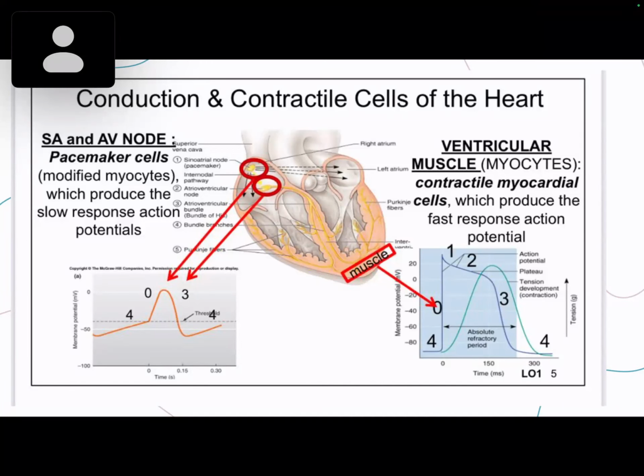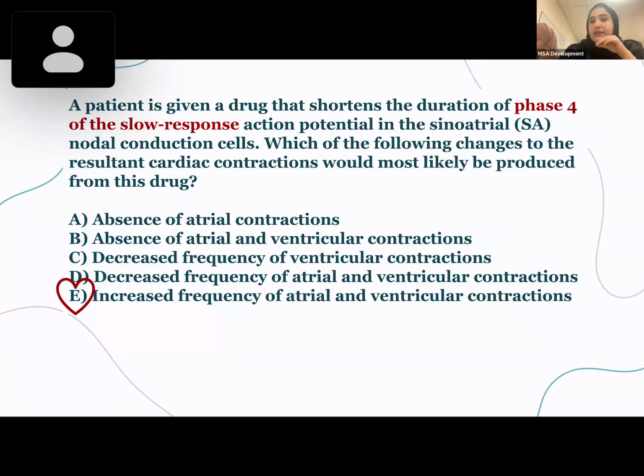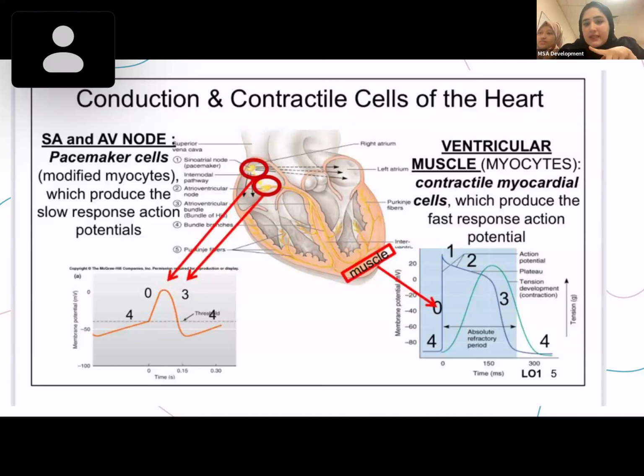Okay. Wait, I didn't get how the answer is C. I'm sorry, E. Okay, I'll explain. So basically, they're asking what is the effect of the drug the patient was given. This drug will decrease the duration of phase 4 in the sinoatrial conduction cells, all right? Phase 4 is basically, can you see the orange graph? Phase 4 is kind of like the repolarization phase or the relaxation phase.